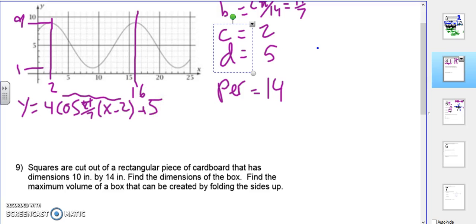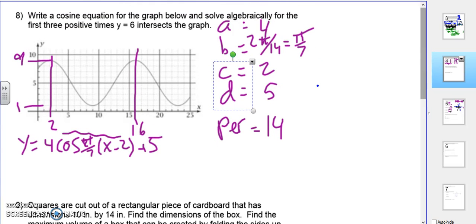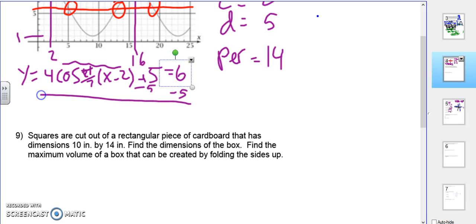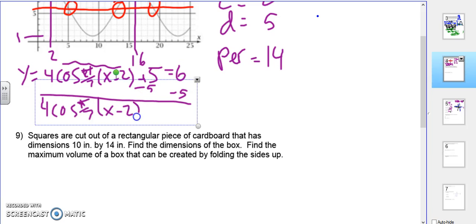So there's my equation, and then we need to set this equal because I want to know where it intersects y equals 6, which is right here. So there, there, and there. All right, so we're going to set our equation equal to 6. And this is like we did in the question before. We're going to subtract the 5 first. Pi over 7. So I get a 1, divide by 4. So I have cosine, pi over 7, x minus 2 equals 1/4.